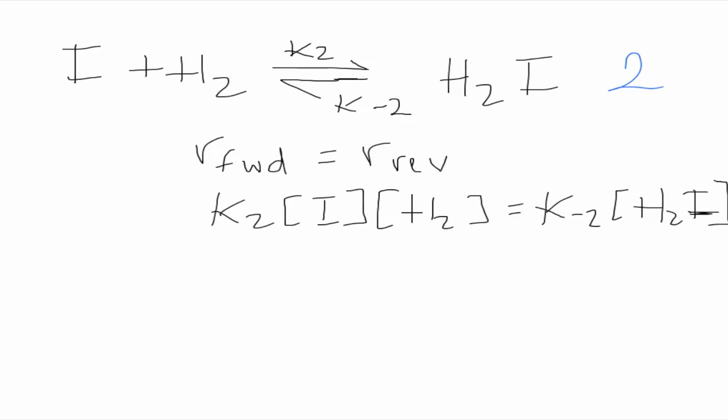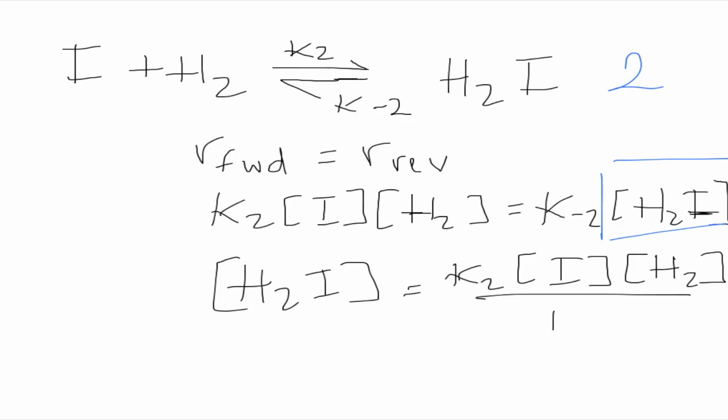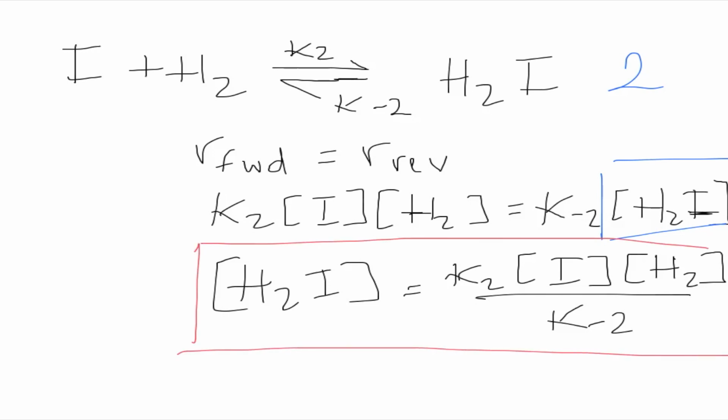And what matters for us right now is H2I, and that's what we want to obtain. So we just solve the equation for it. H2I would be equal to K2 times the concentration of iodine times the concentration of hydrogen over K-2. I'm going to leave this like this for now. I'll plug it into the equation at the end.